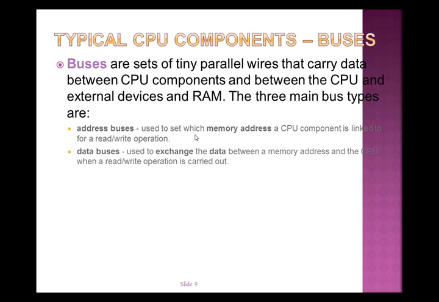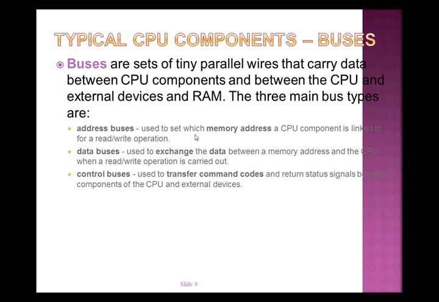Then data buses are used to exchange the data between the memory address and the CPU when a read or write operation is carried out. That is your data buses. So first of all, address buses are used for getting the addresses. Data buses are used for exchanging the data between the memory address and the CPU when a read or write operation is carried out. Next bus is your control buses.